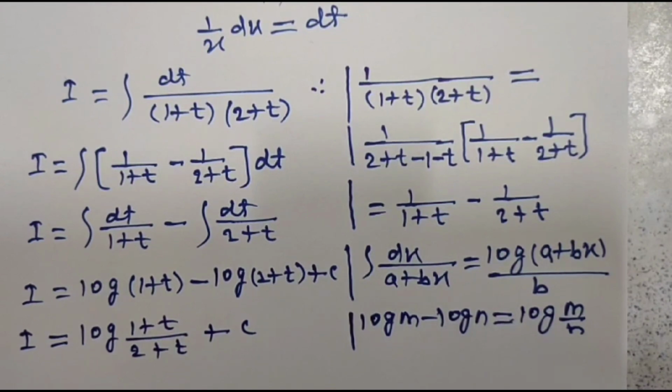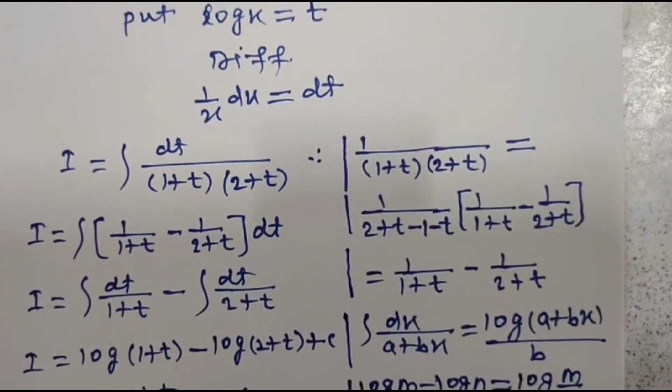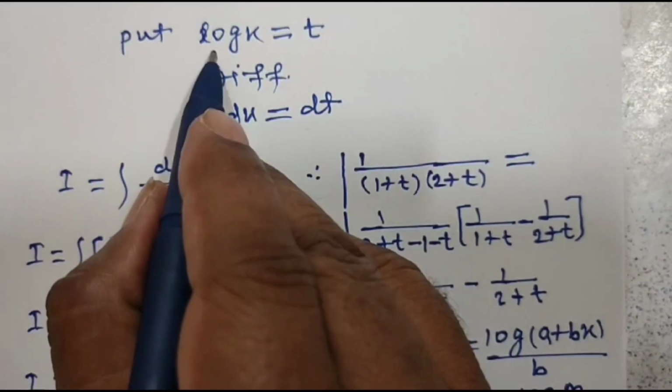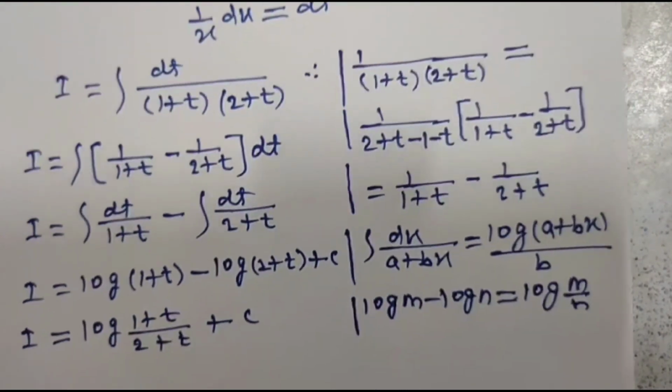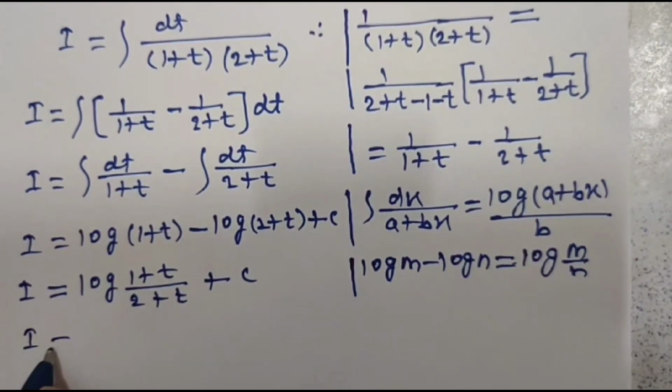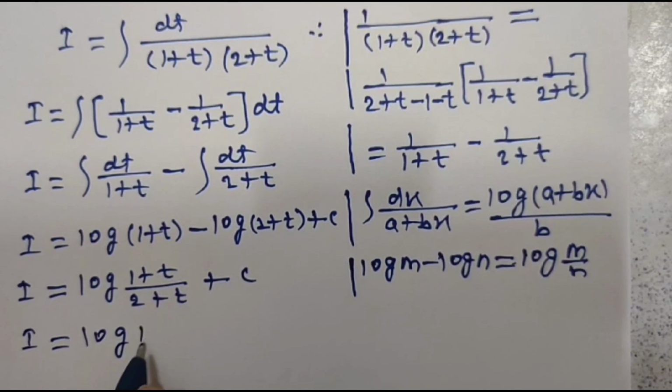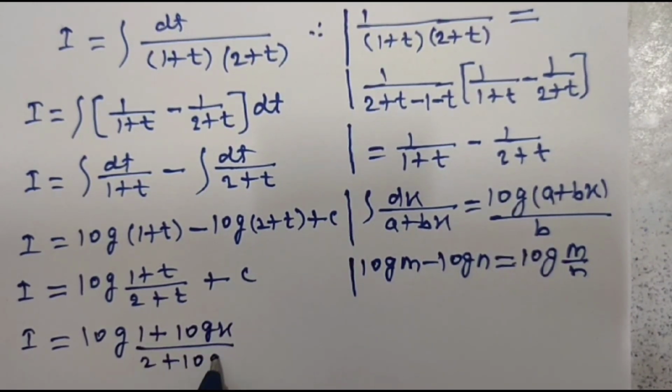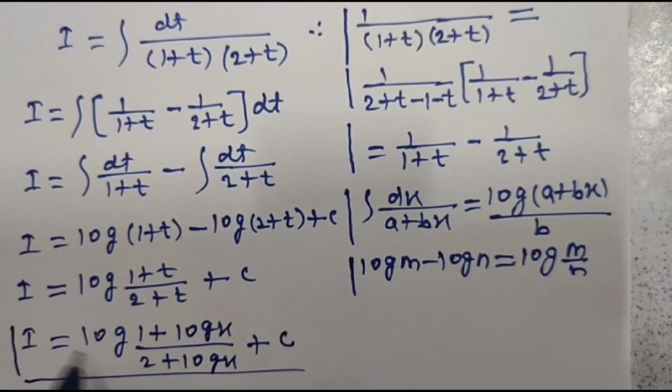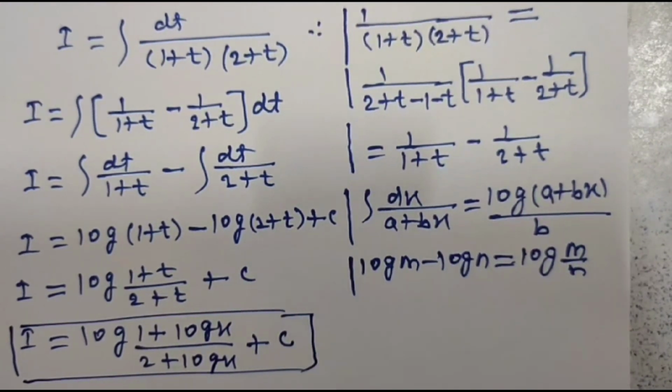But this is in the new variable t. So we want the old variable x. Now we can replace t by log x by using the substitution. So I is equal to logarithm of 1 plus log x divided by 2 plus log x plus integral constant c. So this is the value of the given integral.